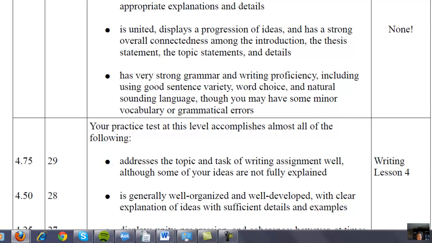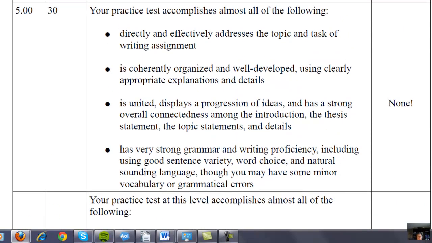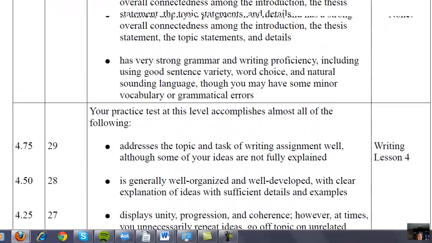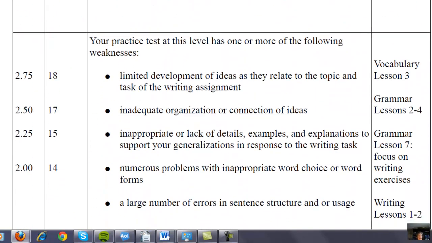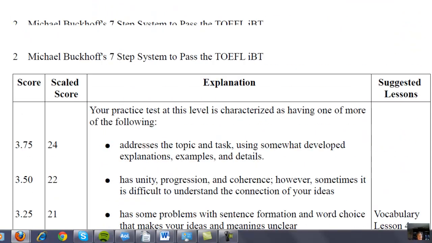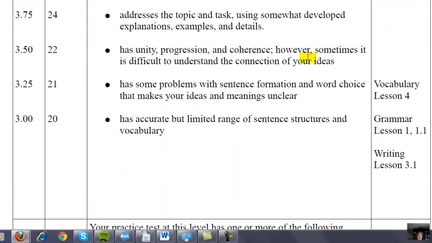So are you going to get a 5? No, forget it. Can you score 4.0 to 4.75? I don't think so. In the 2 range, I don't think it's that bad, to be honest with you. I think the 3.0 or 20 points out of 30 describes your writing at this point.